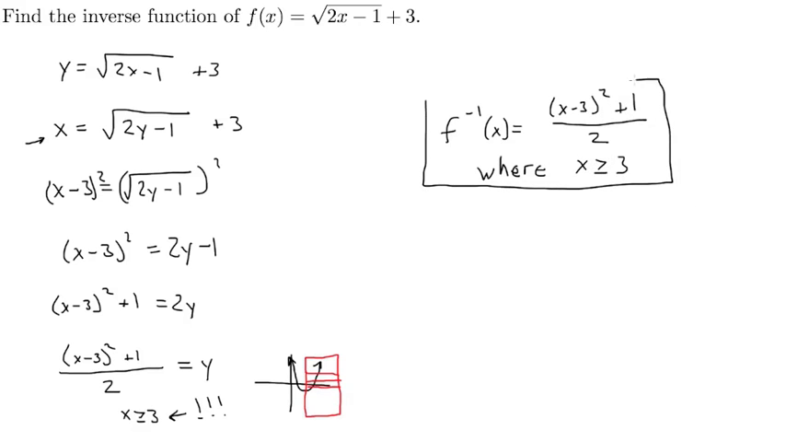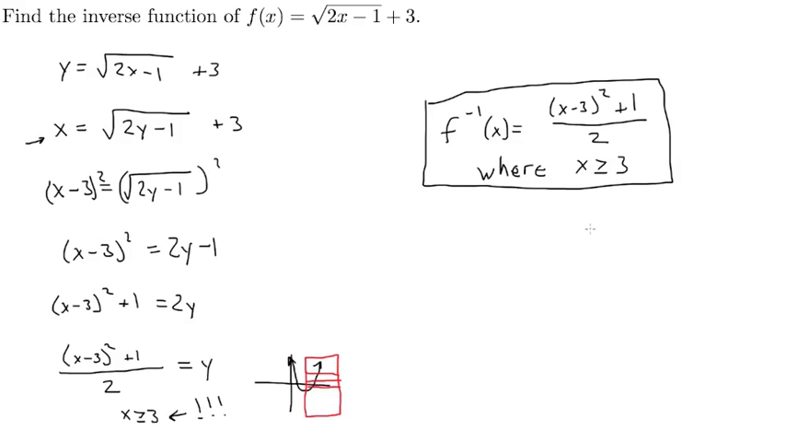The reason we have to specify that is because the inverse function must also be a one-to-one function. If we do not specify this domain here, this is not a one-to-one function. So when we restrict ourselves to x values bigger than or equal to 3, then suddenly this becomes a one-to-one function and life is good again.